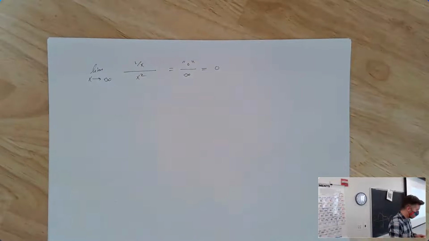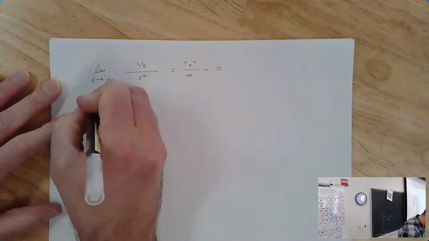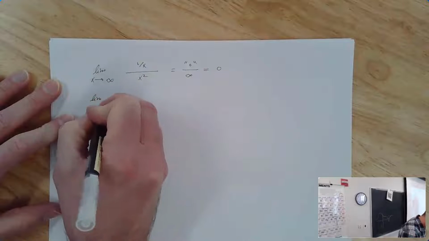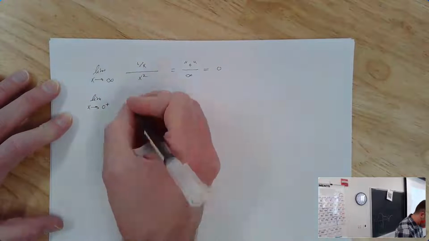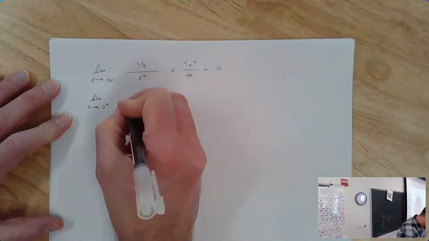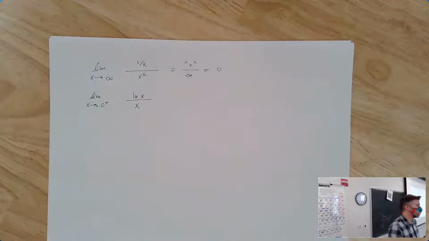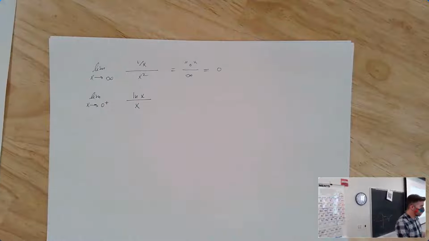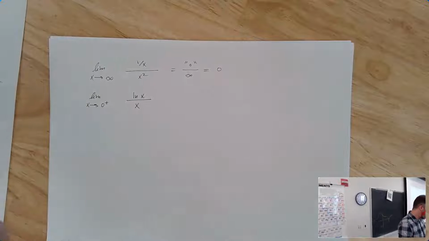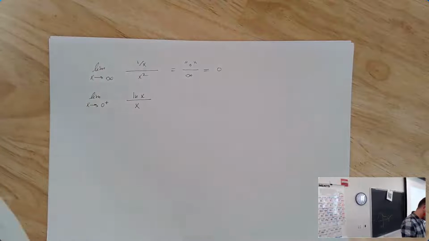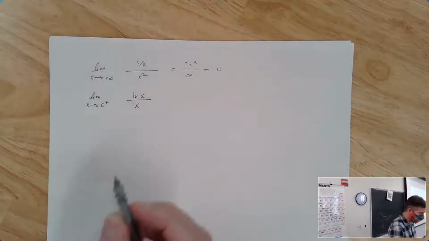In a similar way, I could ask, what's the limit as x approaches 0 from the right of the natural log of x divided by x? Why 0 from the right? Because the natural log is only defined when x is larger than 0. Now, this might look like a L'Hopital's rule kind of question. It's not. This isn't a 0 over 0 form.